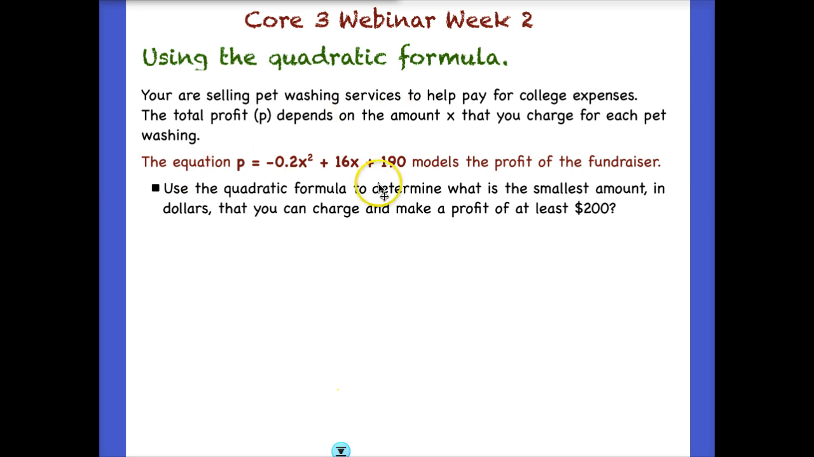So here's our equation, and you can tell it's a quadratic because of the squared. Remember, all quadratics have a squared. So this models our fundraiser, and what we need to do is use the quadratic formula to determine the smallest amount in dollars that you can charge to make a profit of at least $200. So you want to make a profit of $200. Does anyone know what we would do with that 200 related to that equation? Where would we put it?